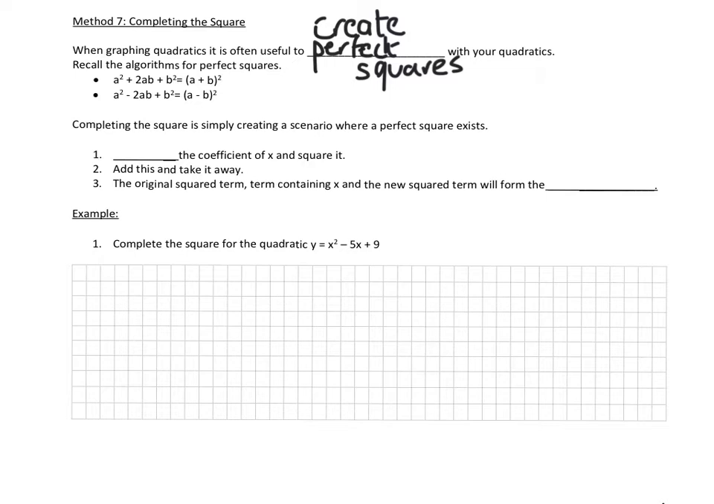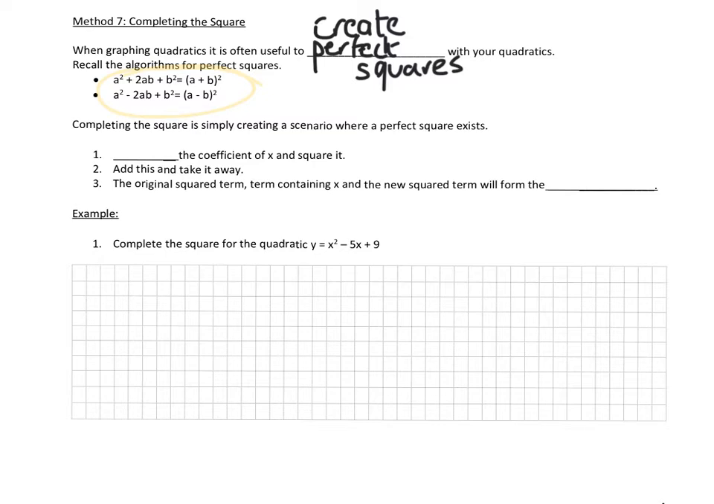We've talked about perfect squares already. They're of this form here: a squared plus 2ab plus b squared, that factorises to be (a plus b) all squared. And likewise, when we've got the minus sign, that factorises to be (a minus b) all squared.